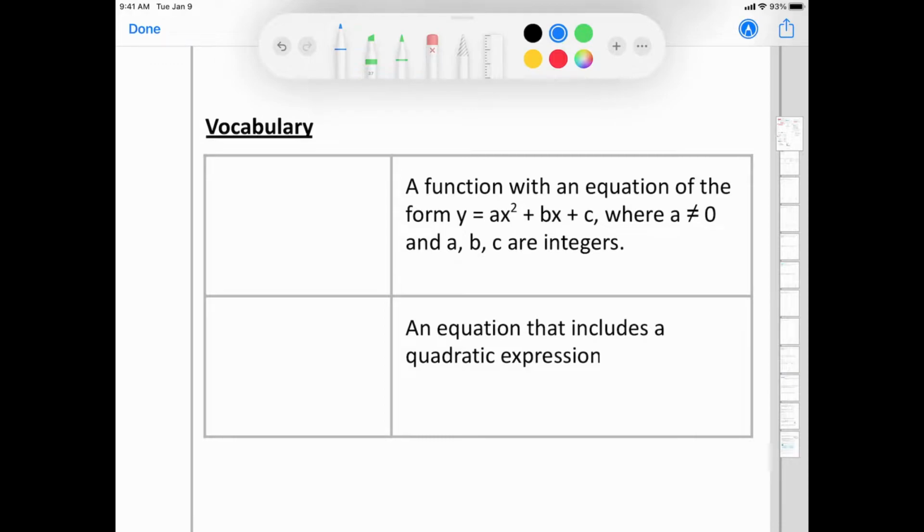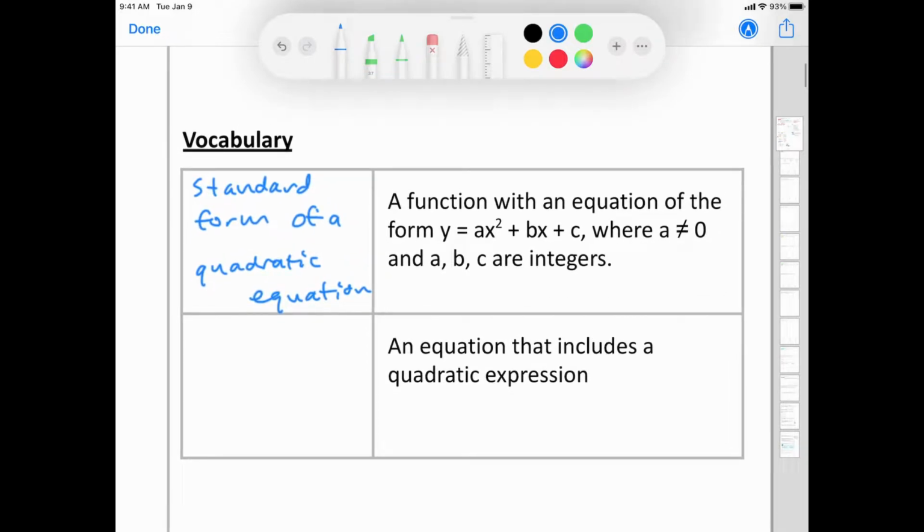A function with the equation of the form y equals ax squared plus bx plus c, where a is not equal to 0 and a, b, and c are integers. This is called the standard form of a quadratic equation.